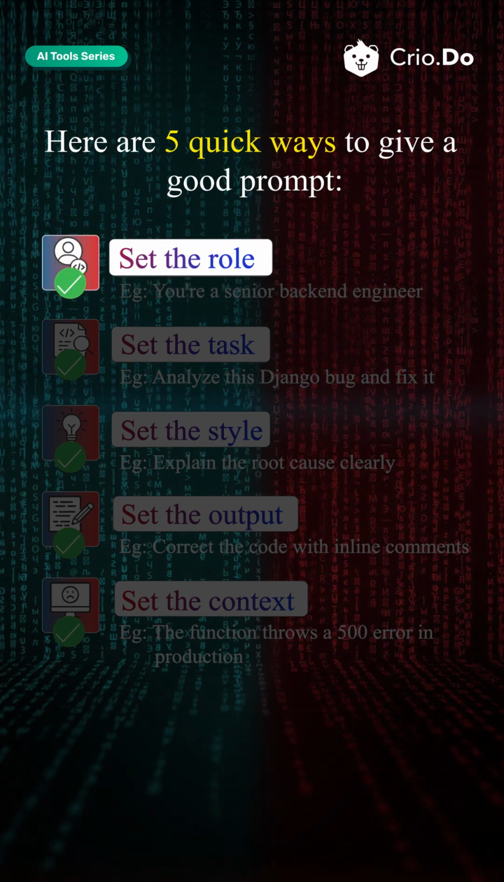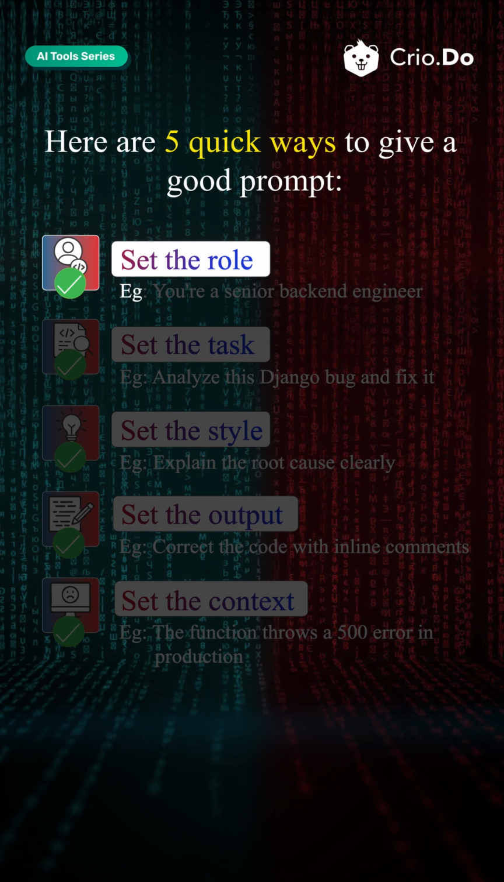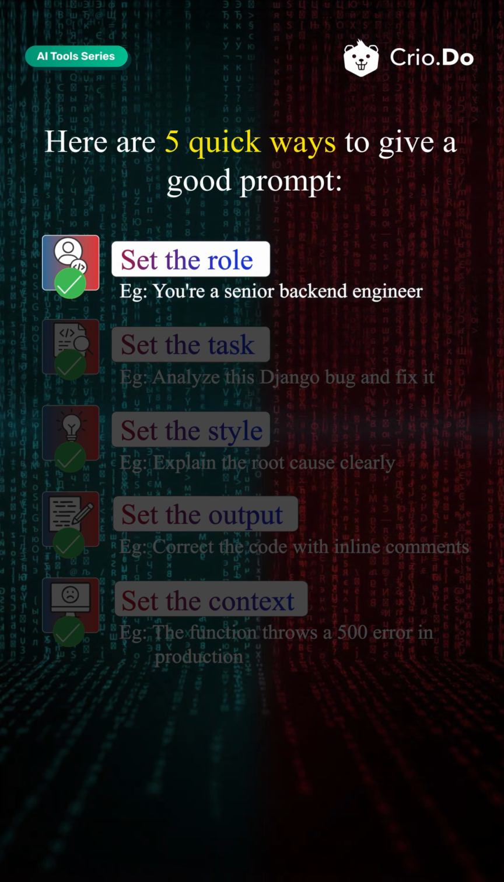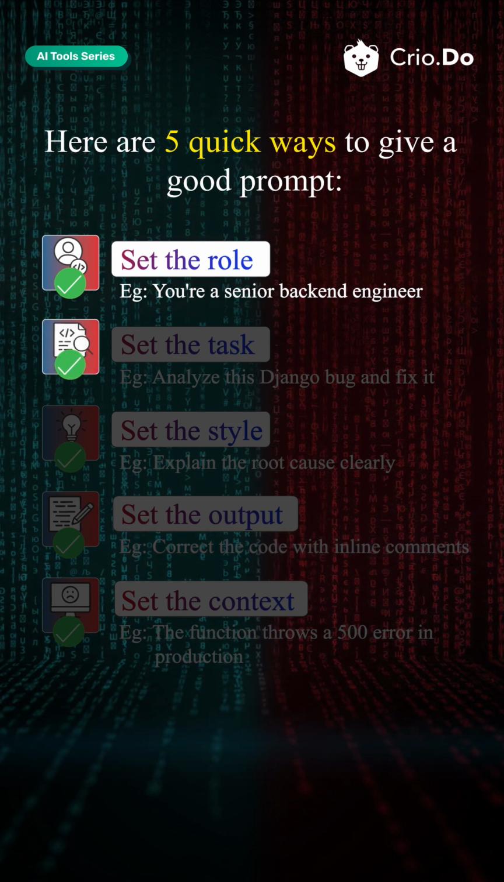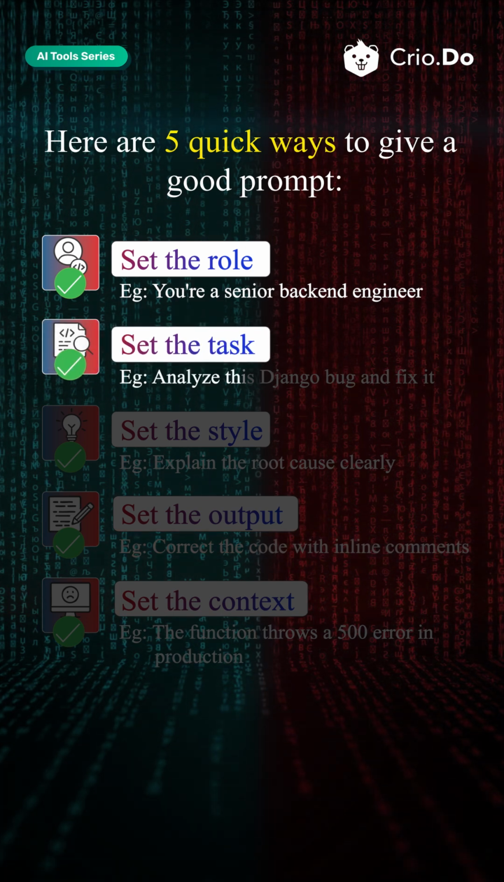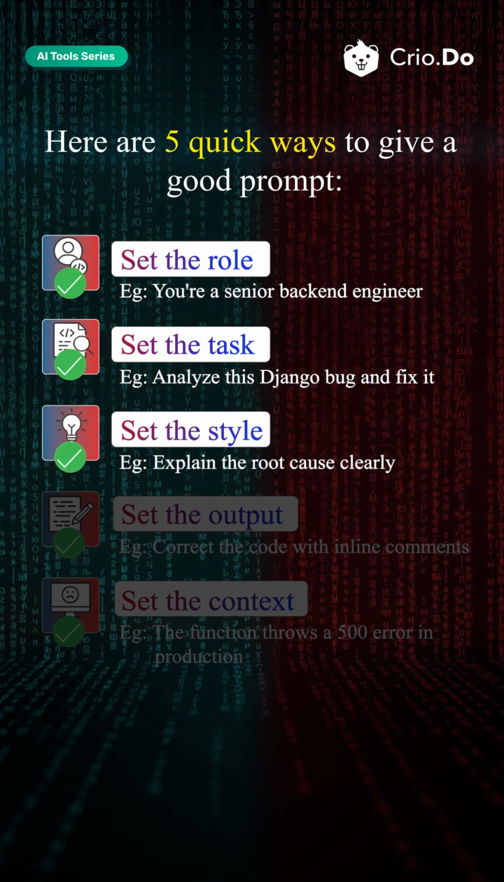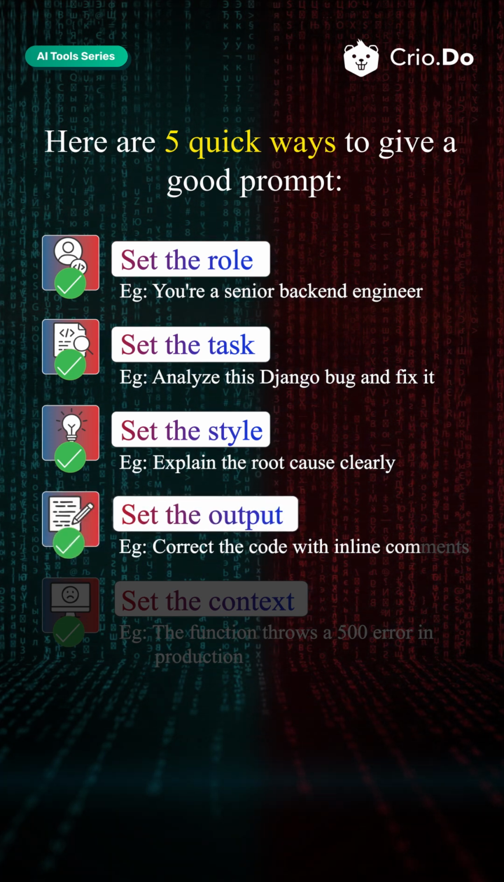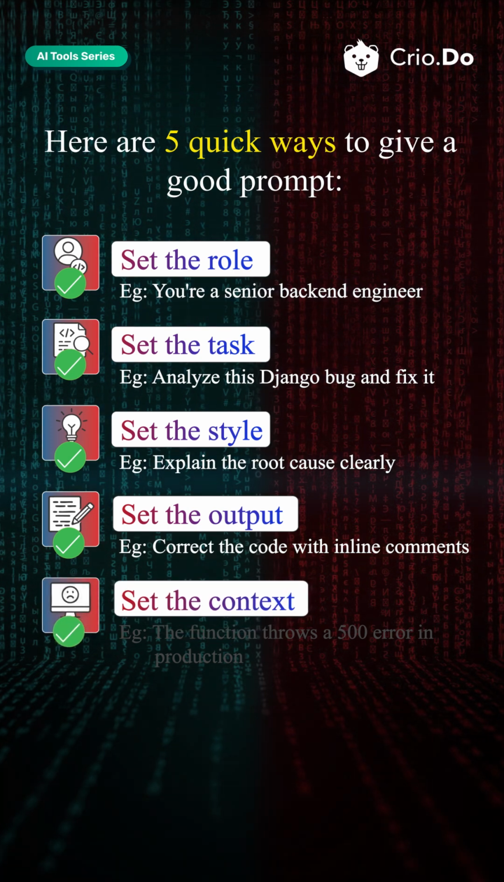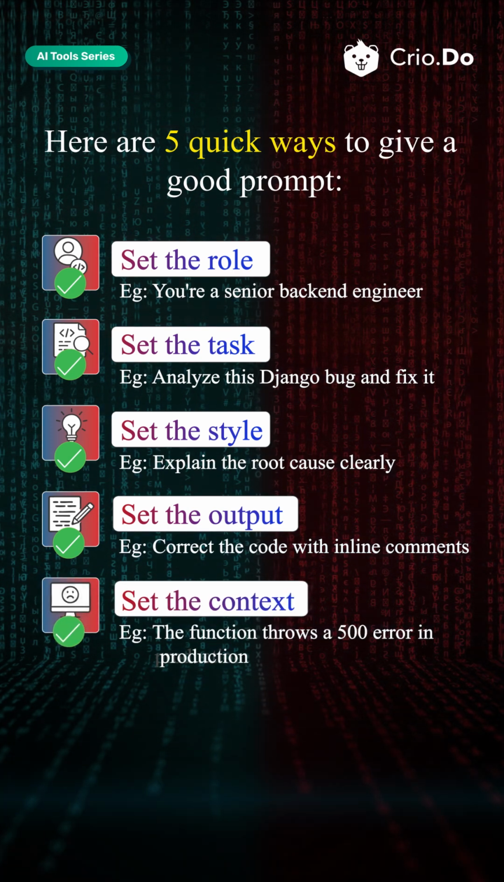First, set the role. For example, you give a prompt like, act as if you are a senior backend engineer. Second, set the task. Analyze this Django bug and fix it. Third, set the style. Explain the root cause clearly. Fourth, set the output. Correct the code with inline comments. Fifth, set the context. The function throws a 500 error in production.